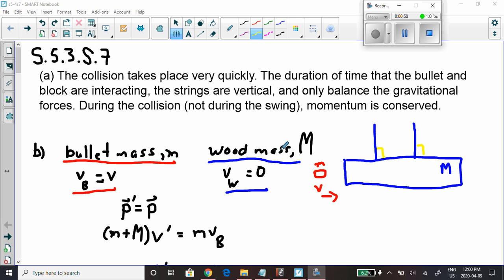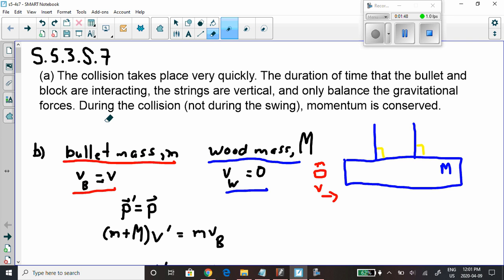Well, that is true, but a couple things you've got to realize here is that the collision takes place very quickly. The mass has inertia, the string has inertia, so it would take a while for any reaction to occur in the wood as the collision happens. So during the time that the bullet and the block are interacting, the strings are vertical, see? And only balance the gravitational force. There's no horizontal force from these strings during that initial collision that's happened so quickly. So they're not going to slow down the movement of the wood in a horizontal way at all.